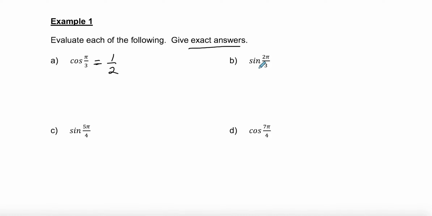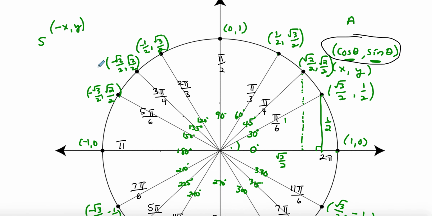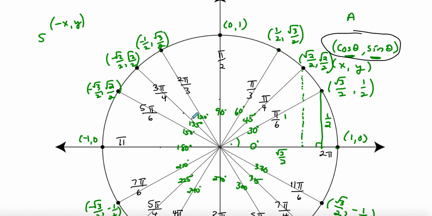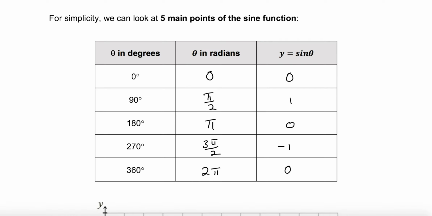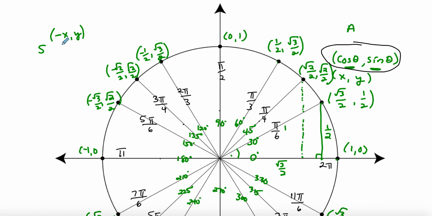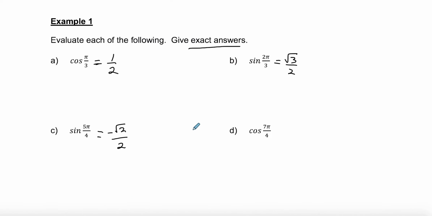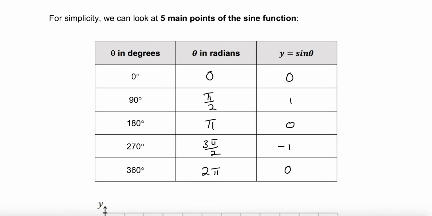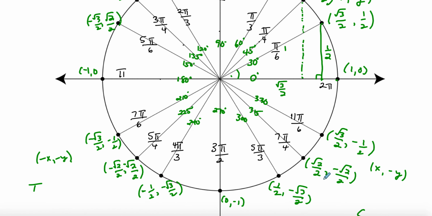The sine of 2 pi over 3. Sine is the second value in the ordered pair. 2 pi over 3 is 120 degrees, so root 3 over 2. And sine of 5 pi over 4, that is the second value in the ordered pair. 5 pi over 4 is down here, 225 degrees. Sine is negative root 2 over 2, that is the answer. And then the last one, cosine of 7 pi over 4. Cosine is the first value, 7 pi over 4 is over here. So root 2 over 2 is the answer for the last one.